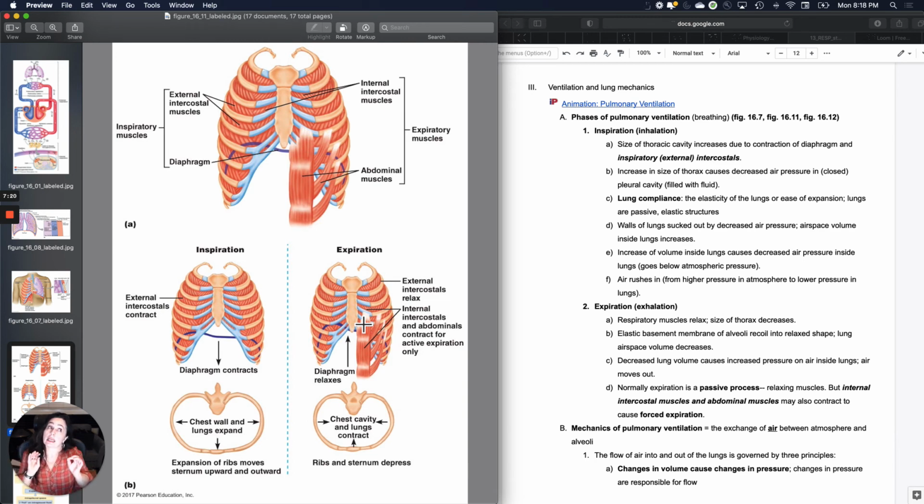If you are really physically active, or if you are voluntarily going, you can contract your internal intercostal muscles to squish the ribs together a little bit. And you can also contract your abdominal muscles, and that will push up on your diaphragm a little bit from the bottom. That will squish the container a little bit more. And then you can do what's called forced exhalation or forced expiration.